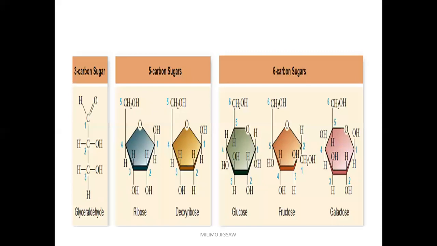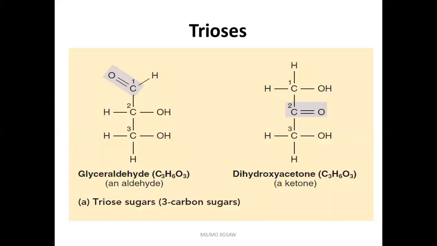The other important thing we mentioned is that sugars, especially the pentoses and the hexoses, in nature or in solution, do not appear as straight chains. They appear in their ring forms. So you're going to see how they form those ring forms. So we looked at the trioses, which have 3 carbon atoms.